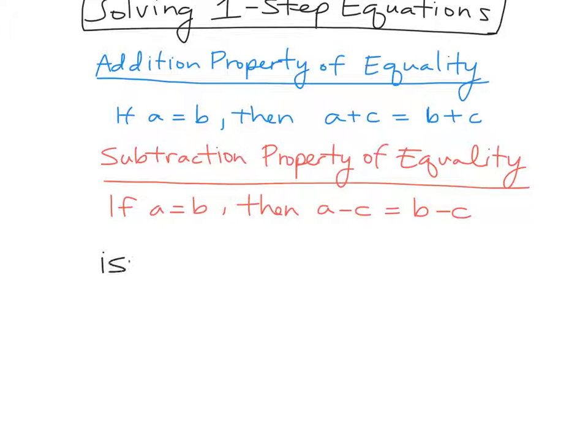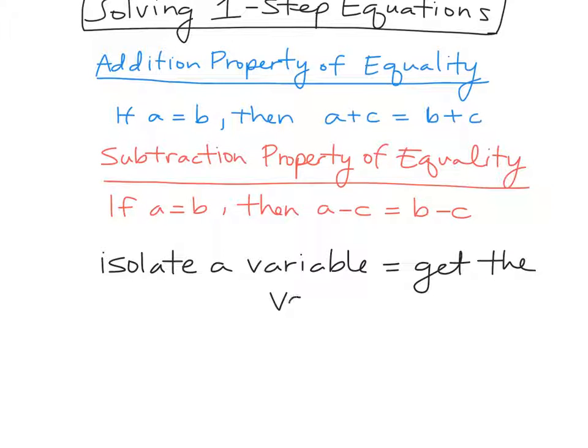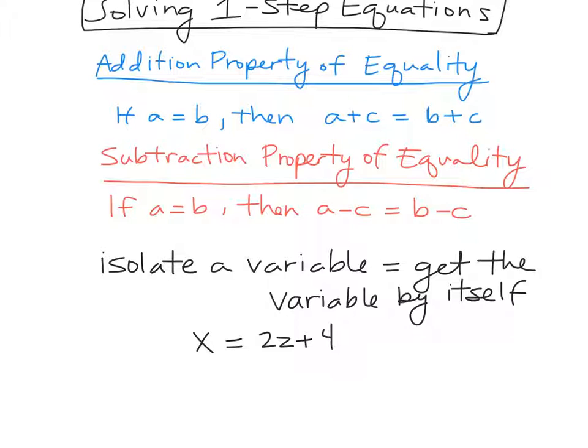So when we say isolate a variable, okay, what I mean by that is get the variable by itself. Okay, so if I had like x equals 2z plus 4, we would say that x has been isolated. Okay, it's by itself on that side of the equal sign. So when I say isolate, think get it by itself. Make it so that it's the only thing on that side of the equal sign. Okay.